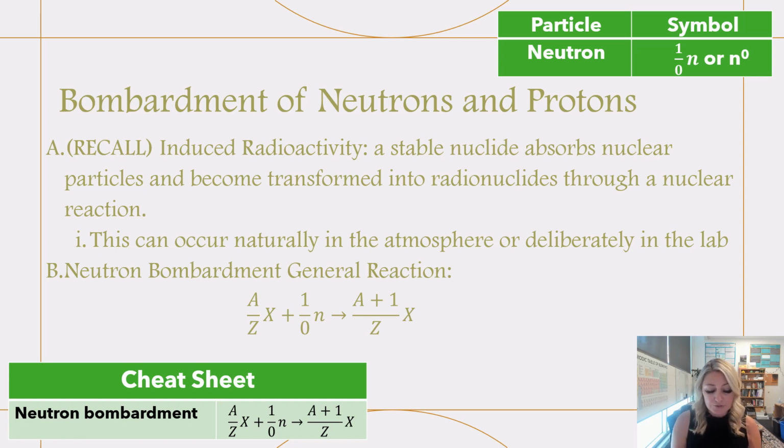General reaction for neutron bombardment: we start with an element, we bombard it with a neutron, that's why it's on the reactant side, and our mass number is going to increase by 1, which makes sense because we're adding a neutron. Our atomic number does not change because we didn't add a proton, we added a neutron. So our species will stay the same, but the neutron number and the mass will change by 1.